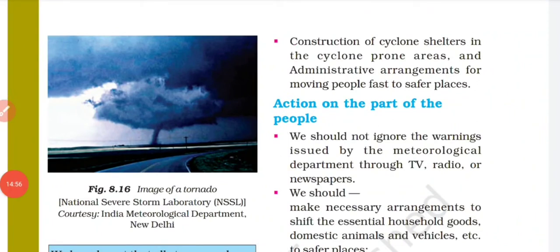Now, construction of cyclone shelters in the cyclone-prone area. That means the areas which are vulnerable to these cyclones, the government agencies should make shelters for the people, and administrative arrangements for moving people fast to a safe place. If that area is too vulnerable, then the people there should be migrated or moved to a safe place.